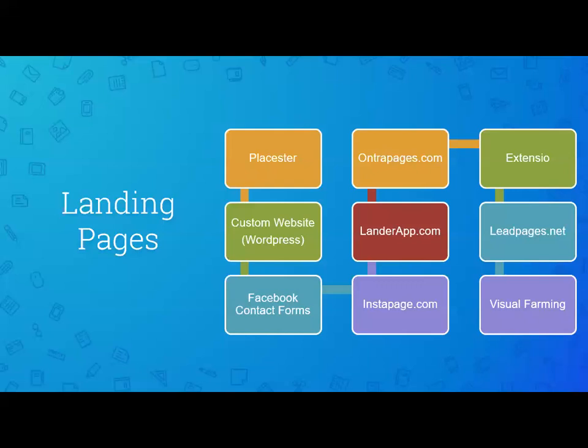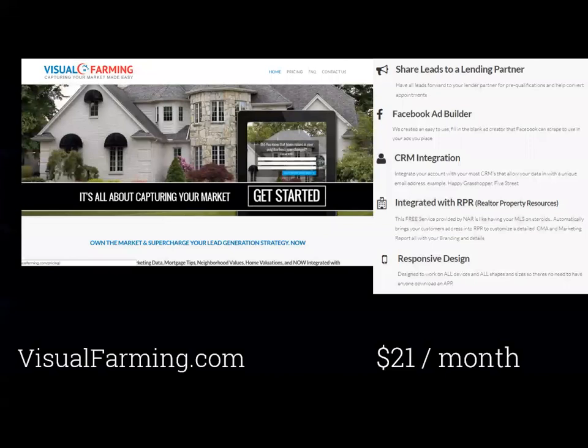My favorite one is the bottom right corner, other than KB Core, of course. My favorite one is Visual Farming. I don't have an ownership stake. I don't get a commission. I just really like what they do. So what Visual Farming does, for $21 a month, you can create multiple landing pages, and there's a lot of tools on the back end.